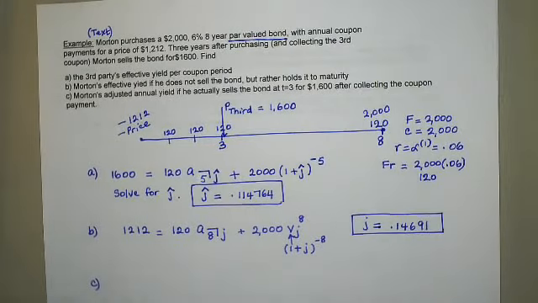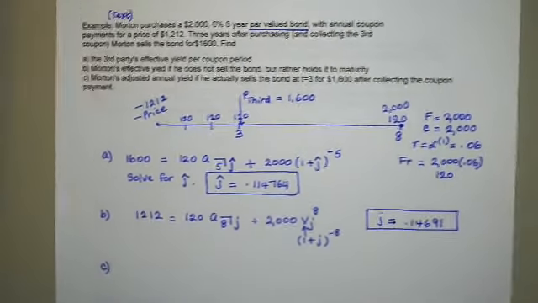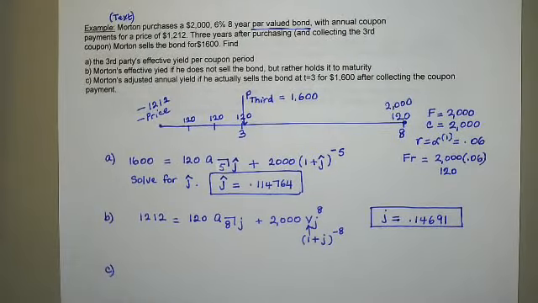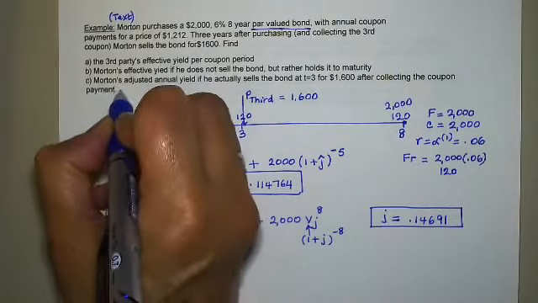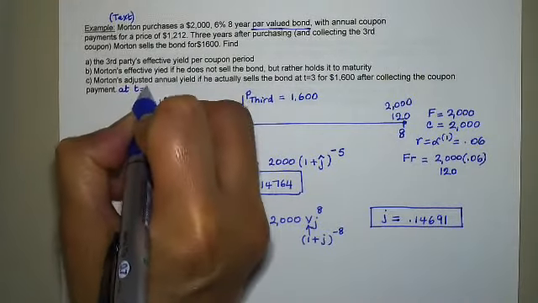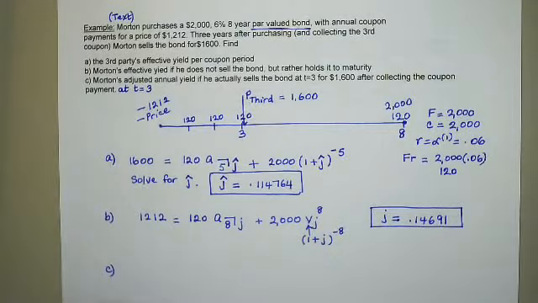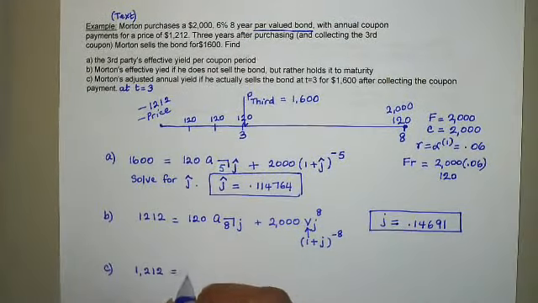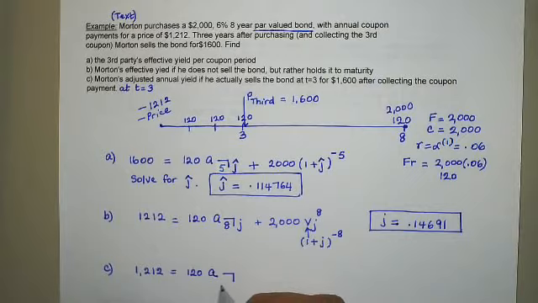Part C. So you don't want to take my word for this. You want to make sure that you can solve these in your calculator so that when it comes to your final, you're not at a loss, right? Part C. Find Morten's adjusted annual yield if he actually sells the bond at T equals 3 for 1,600 after collecting the coupon payment at T equals 3.